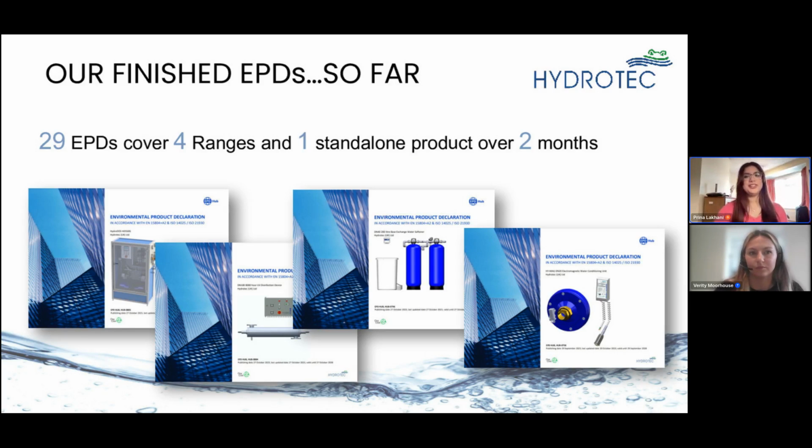So overall, we have completed 29 EPDs covering 4 ranges and 1 standalone product over the course of 2 months. We will be using the results in the long term to discover how best to reduce our impact on the environment and how to become more carbon neutral. We're also planning to do this for 4 additional products in the short term, and we're going to continue using the one-click software when doing so.